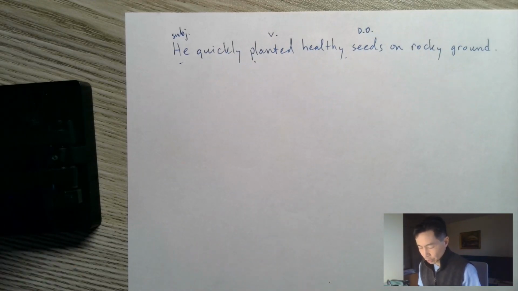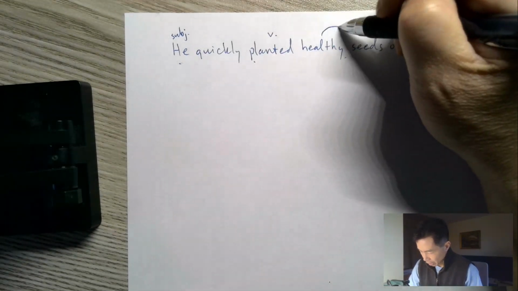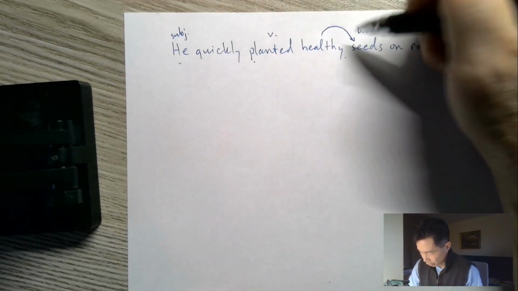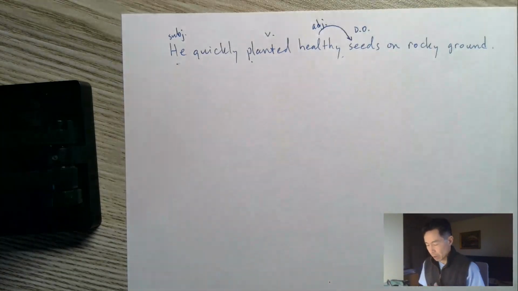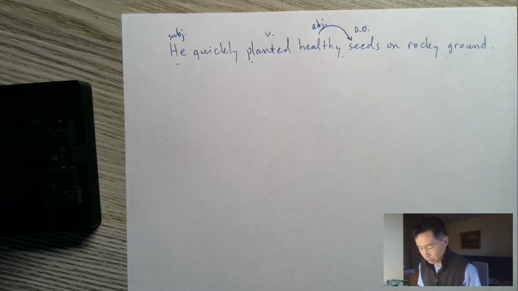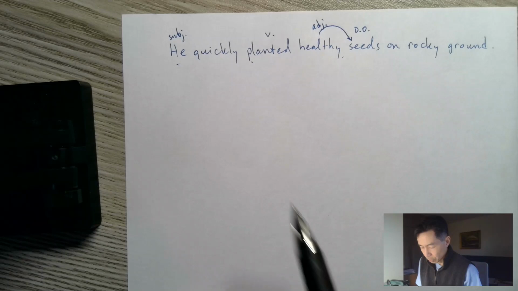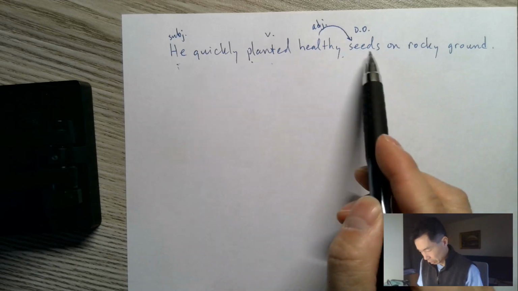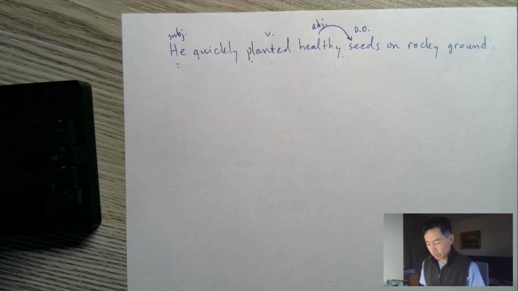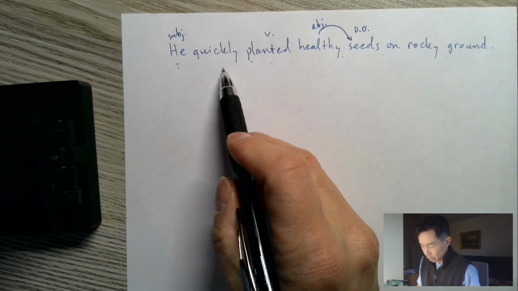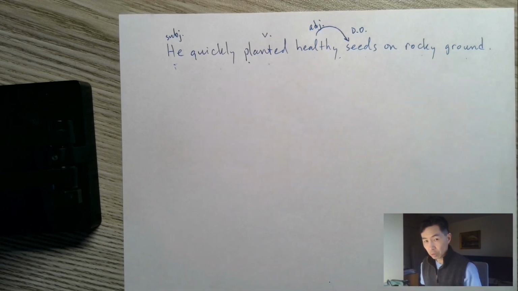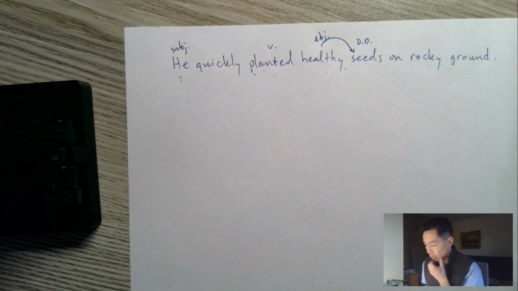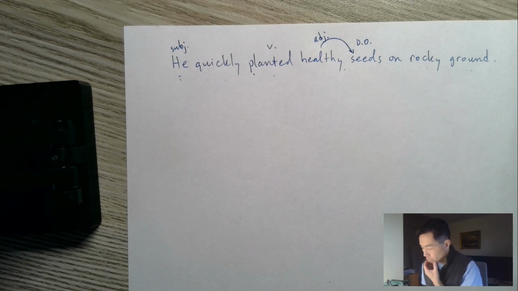And since we did adjectives last time, and healthy is an adjective that modifies the seeds, we could even just diagram he planted healthy seeds. Okay, so the quickly and the on rocky ground, those are the new words, the new parts of speech that we haven't talked about yet.